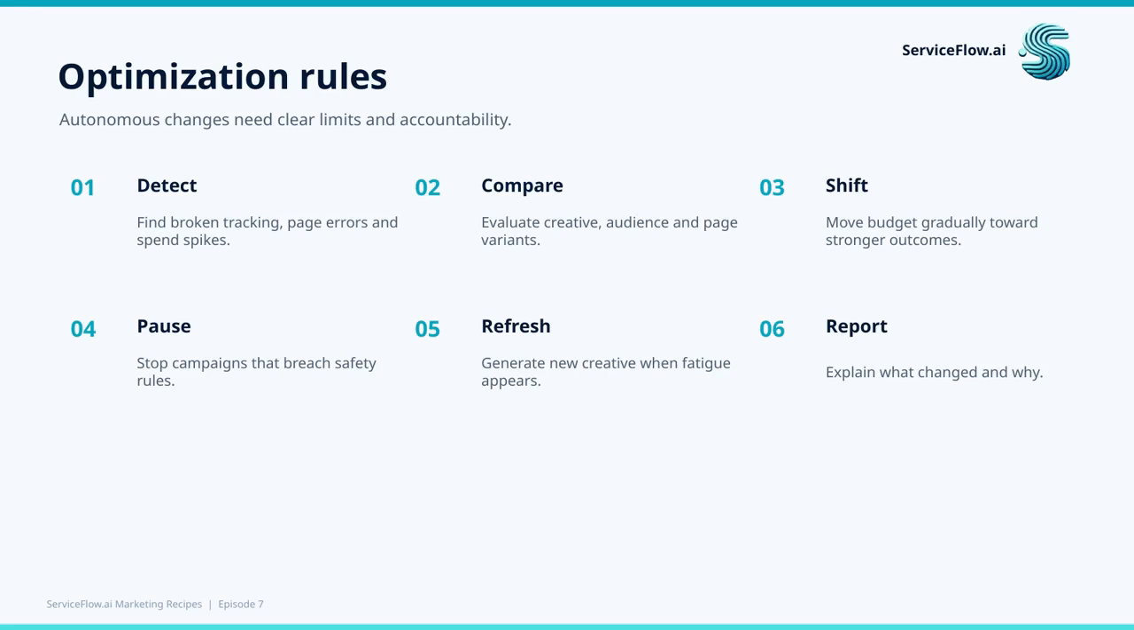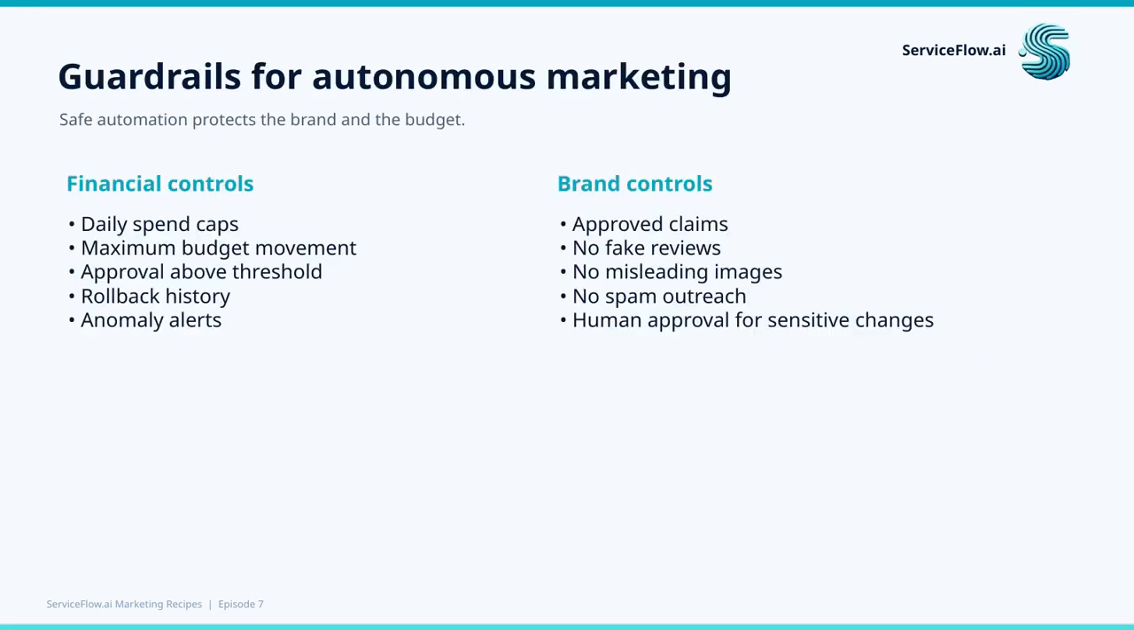The third recipe is optimization rules. AI can identify winners and losers faster than a manual process, but it needs clear boundaries. It can shift budget toward campaigns that produce qualified leads, generate new creative when fatigue appears, recommend negative keywords, pause broken landing pages, and refresh weak follow-up sequences. The rules should always point toward revenue quality, not surface-level engagement.